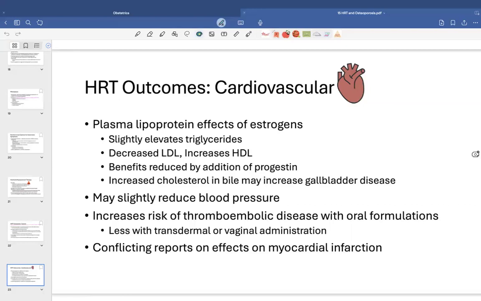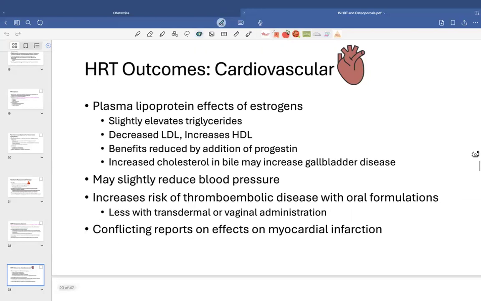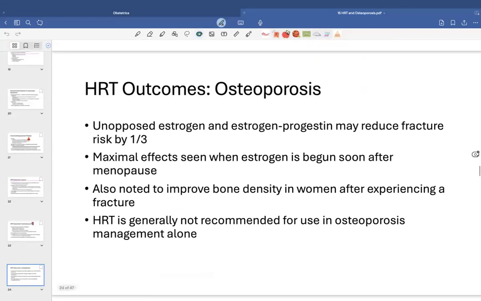And finally, hormone replacement and osteoporosis. So again, estrogen loss in postmenopausal women can lead to thinning of the bones. And it's not surprising that giving hormone replacement can reduce fractures by about 1/3. Here, the benefits are seen when estrogen is begun soon after menopause, so preventing that steep drop off in estrogen for a prolonged period of time by starting the estrogen in the perimenopausal period.